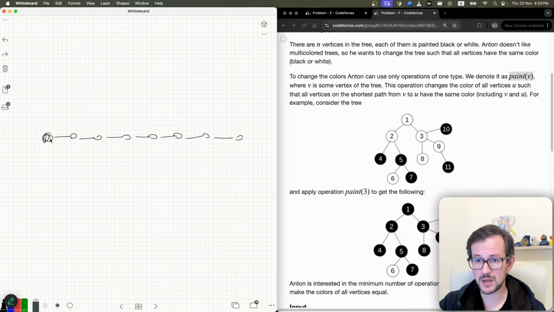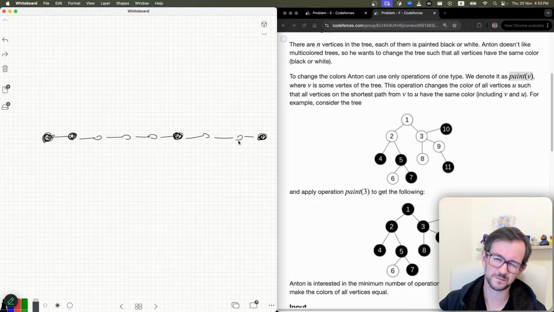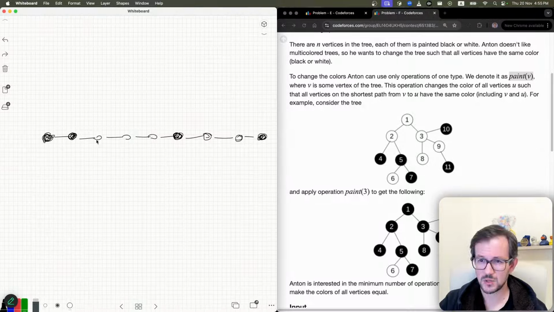So some of them are black, some white. Let's say black, white. Let's start with this problem first. If we can solve this problem, we definitely can solve the problem for the tree. This problem is definitely easier. So how do you solve the problem for the chain? If you think about it, it's quite trivial.